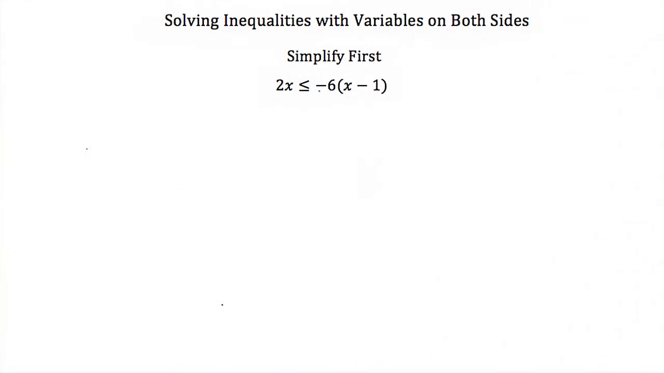Our next example is 2x has to be less than or equal to negative 6 times x minus 1. Well, to complete this, we have to simplify first. So to do that, we're going to distribute this negative 6 inside these parentheses. So we'll get 2x is less than or equal to, now a negative 6 times x would be a negative 6x, and a negative 6 times a negative 1 will be plus 6. So we have 2x is less than or equal to negative 6x plus 6.